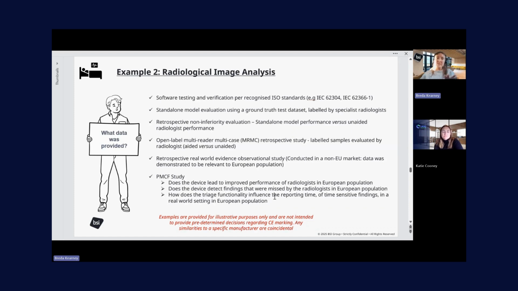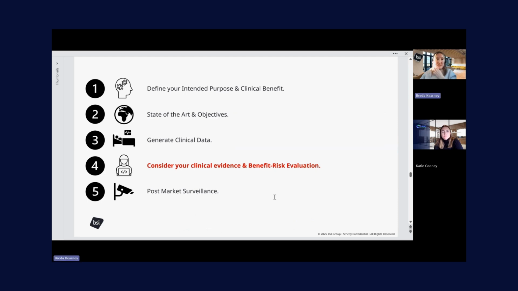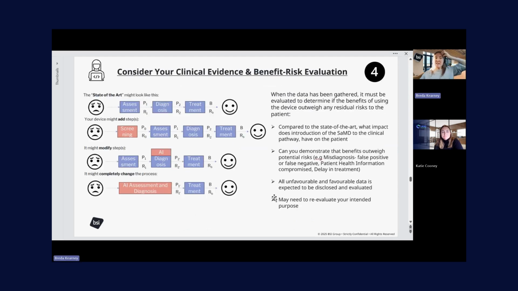So you can see the difference between the two different types of devices, all based on what is it actually meant to be doing, what is the impact on the patient if the results are incorrect, and so on. So once you have your clinical data, you then look at all of your evidence and you have to do your benefit risk evaluation. So I have a little image here on the left-hand side just to try and show what you're trying to show here.